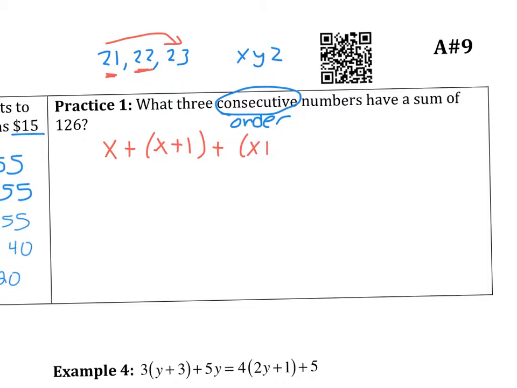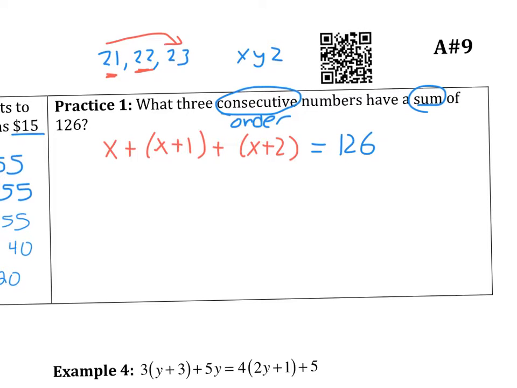I have to add another 1. So if you're doing consecutive numbers like this, you just start with a number, you add 1 to that, you add 2 to that. If you're going for a fourth one, you add 3, add 4, add 5, etc. And it says here, the 3 numbers sum to 126. Take a few moments to do this on your own.